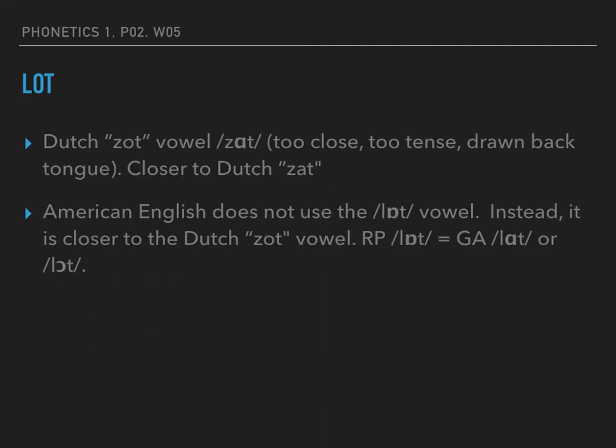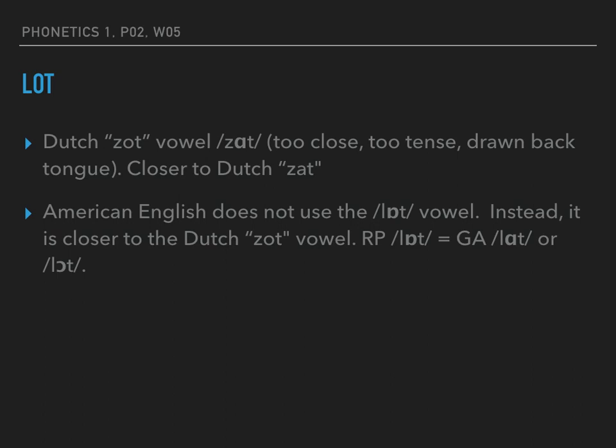And when we look at the lot vowel, we see that there are a few different pronunciations. So the Dutch zot, which is spelt phonetically, as you can see, is very similar to it, but it's too close, too tense, and it's drawn back on the tongue. So it's closer to the word zot. American English does not use the lot vowel, and this makes it also quite difficult for new learners, especially if they're exposed to a lot of English on television.